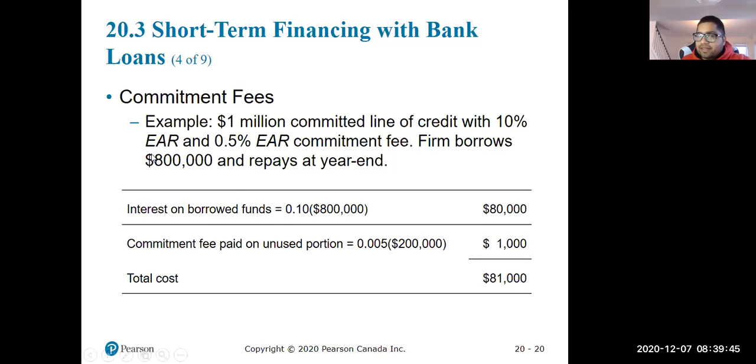So you're using 800,000, on which you will pay 10% interest. So you will pay $80,000 as interest, 10% of 800,000. Plus there is a commitment fee. Whatever loan you have not used, you have to pay 0.5% on that. So 0.5% of 200,000 you will pay. 200,000 is the unused component, 1 million minus 800,000. On that 200,000, you will pay a commitment fee of 1,000. So 81,000 is the total amount.